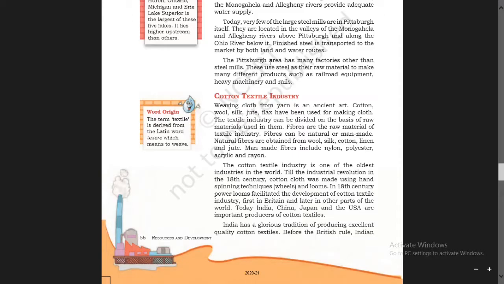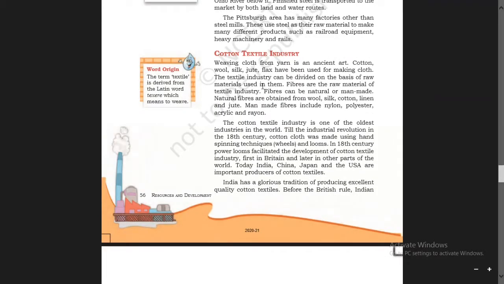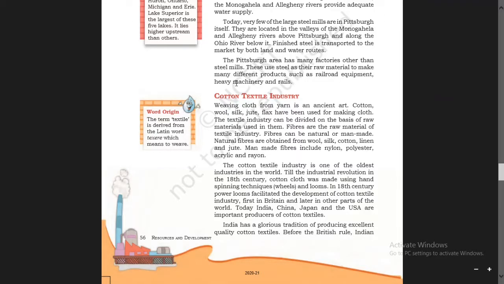The Pittsburgh area has many factories other than steel mills. These use steel as their raw material to make many different products such as railroad equipment, heavy machinery, and rails. See here, this Pittsburgh area has many factories apart from steel mills, which use steel as their raw material.